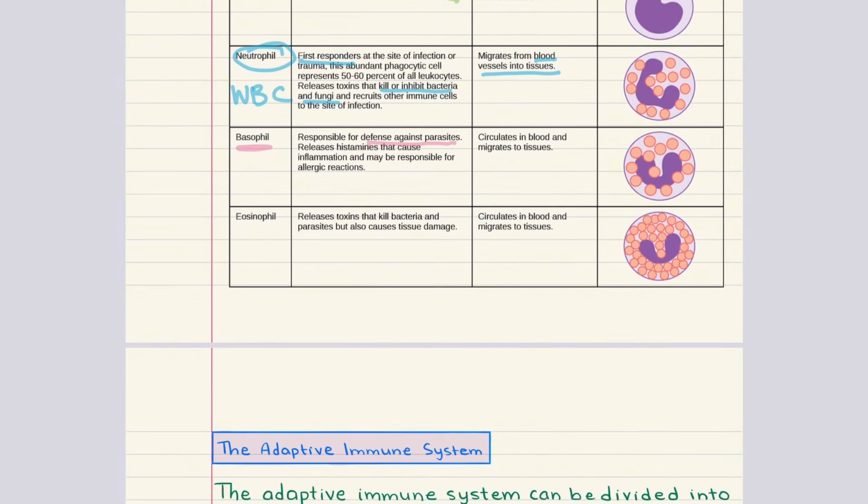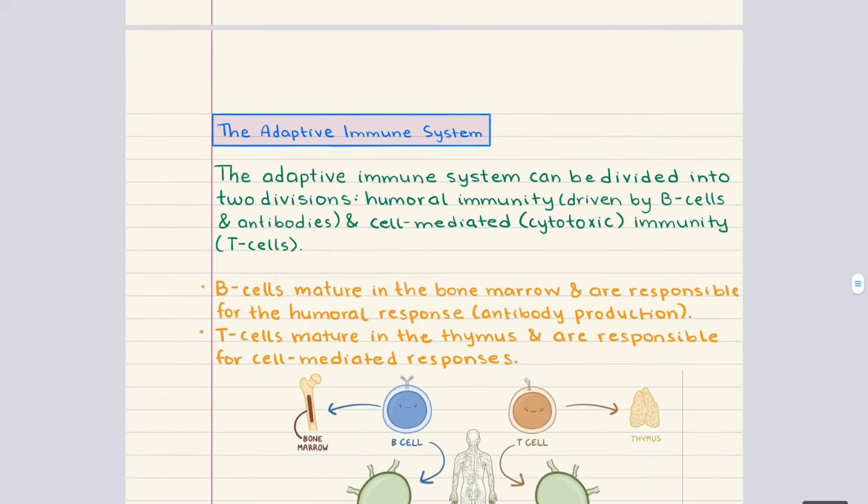Basophils, although less common, play a role in defending against parasites and also in allergic responses. They circulate in the blood and release histamine to promote inflammation. Finally, eosinophils are involved in combating multicellular parasites and also certain bacterial infections. They release toxic granules that can kill pathogens, but can also cause a little bit of collateral tissue damage. They're also associated with allergic diseases like asthma.